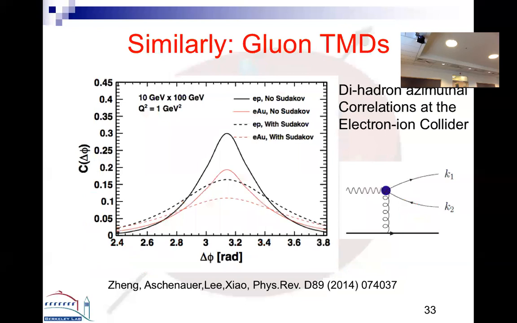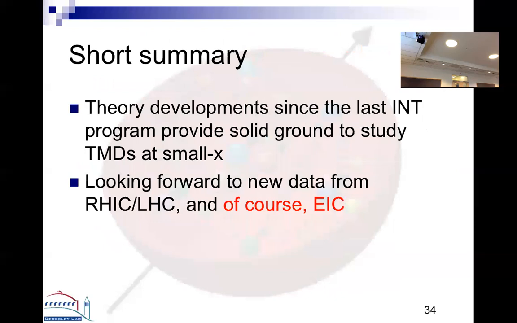Lastly, similarly you can do the ground TMD. Here I just want to show you that in the paper by Bowen, Yuri and other people, they did take into account Sudakov effects. So the Sudakov contribution will change your behavior. But one thing it doesn't change is the comparison between eA and ep. That's very important. Short summary: I believe the theory developed in the last five years really provides solid ground to start TMD at small x.